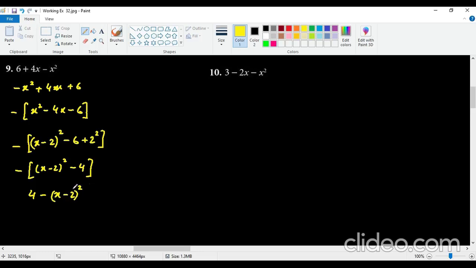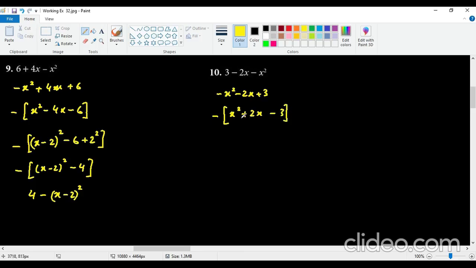Moving on to question number 10. Same thing is going to happen here also. I will just rearrange this: minus x square and minus 2x and plus 3. Signs are not going to be changed because we are not taking anything onto the other side of the equation. I will keep the minus sign outside, and this is going to become x square plus 2x and minus 3.